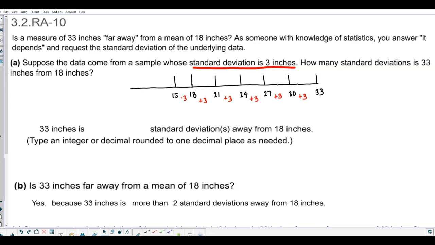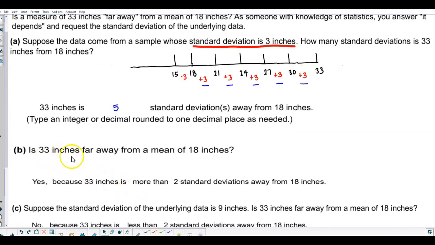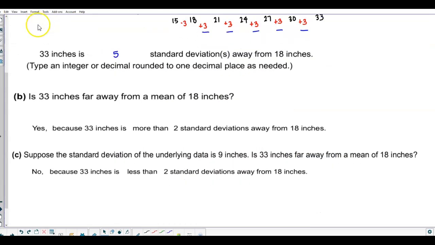So, going from 18 to 33, let's see how many standard deviations there are. Well, there's 1 standard deviation, there's 2 standard deviations, there's 3 standard deviations, there's 4, and then there's 5. So that means 33 inches, according to part A, is 5 standard deviations away from 18 inches. Now in part B, it's saying, is 33 inches far away from a mean of 18 inches? Well, yes, because 33 inches is more than 2 standard deviations away from 18 inches. So the answer would be yes.